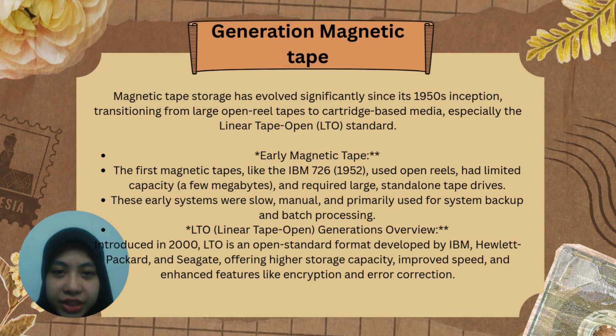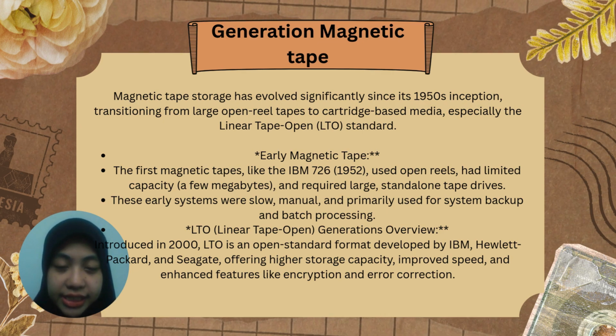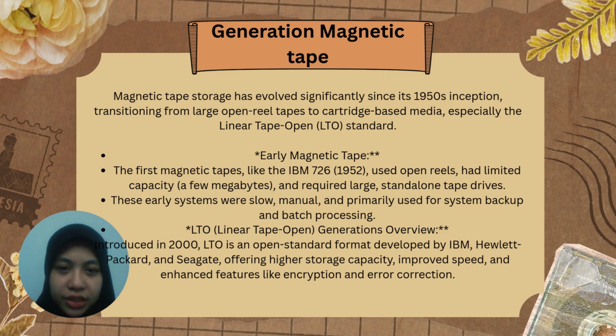Next, the generation of magnetic tape. Magnetic tape storage has evolved significantly since its 1950s inception, transitioning from large open reel tapes to cartridge-based media, especially the Linear Tape-Open (LTO) standard. Early magnetic tape: the first magnetic tapes, like the IBM 726 in 1952, used open reels with limited capacity, a few megabytes, and required large standalone tape drives. These early systems were slow, manual, and primarily used for system backup and batch processing.